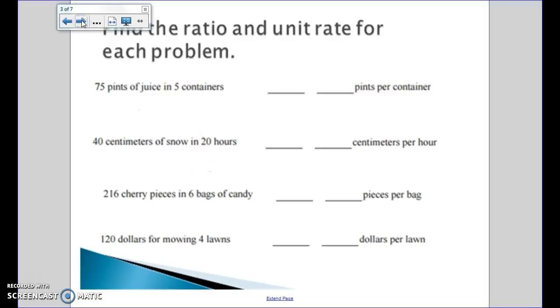In this case, I want to start with the ratio and the unit rate for each problem. So on this column, let's write the ratio, and on the next one the unit rate. In this case, we're not talking about prices, but just making a comparison. In the first example, it says per container. It doesn't say per one, but per one container. So I know the ratio is pints per container, so the container should be second. Pints on the left, containers on the right, 75 to 5.